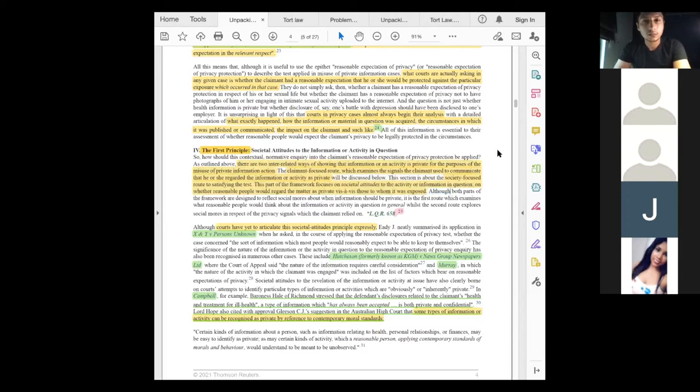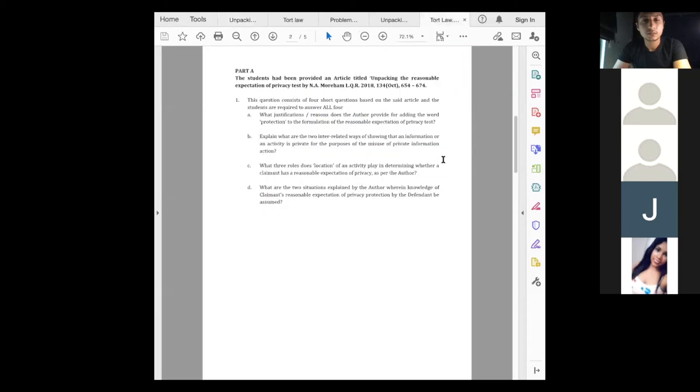Sorry, I mean question B, that specific question, not part A in general. The question asks for the two interrelated ways, which are basically the societal attitude principle and the socially endorsed privacy signal principle. And it is the key of the entire article. So it is very broad. And I don't think we should or could write the entire key of the article into that specific question. So what do you think the examiner would expect? The essence of it. Thanks.